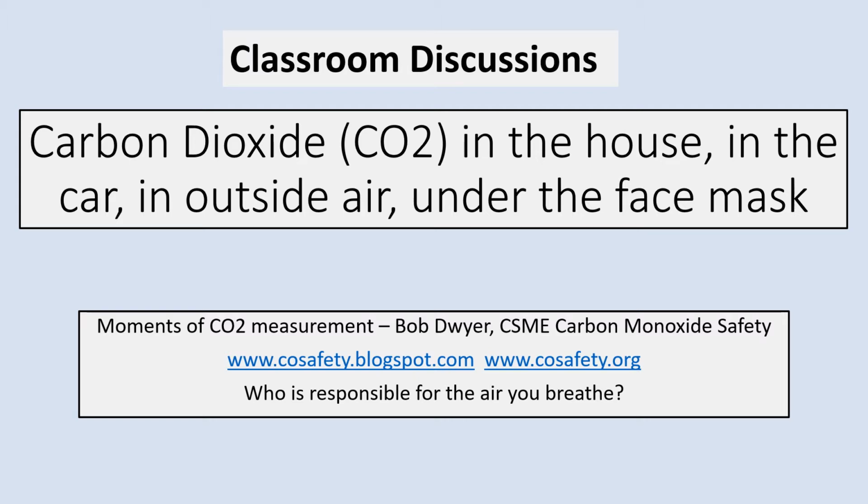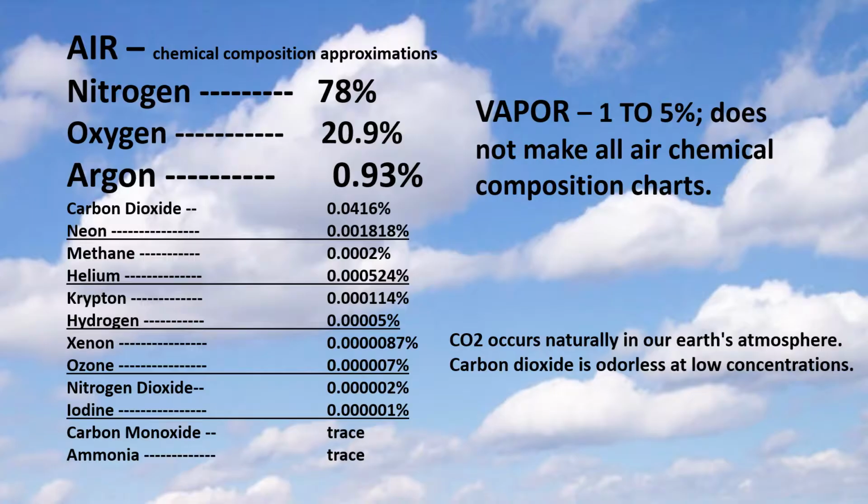For now, let's start with air. Air is a good starting point. What do we know about air? All air chemical composition charts list nitrogen as the predominant measured gas at around 78%. Oxygen is usually referenced at 20.9%, and argon just under 1% at 0.93%. Carbon dioxide heads the list of trace gases at just over 0.04%. Water vapor, or just vapor, is 1 to 5% and does not always make the air chemical composition charts, generally referenced in 1 to 3%.